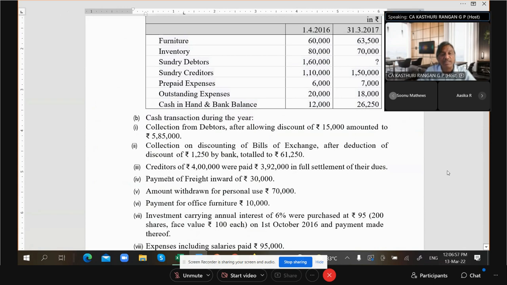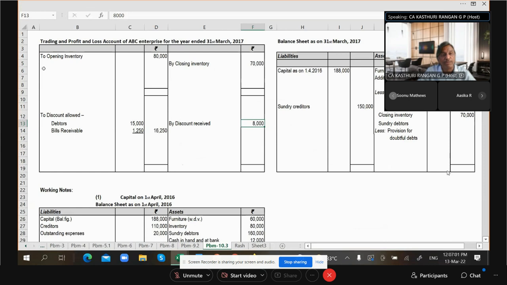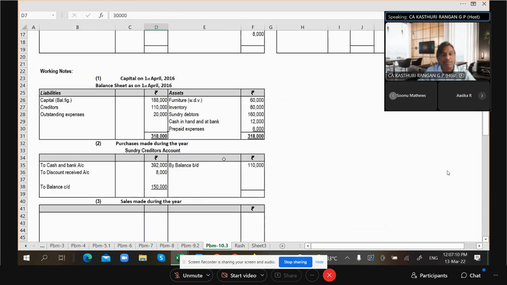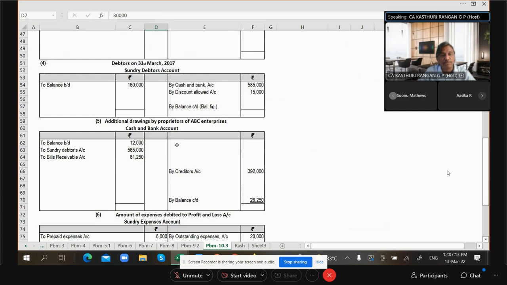Then payment of freight inward 30,000. Freight inward is a direct expenditure. Where will you put it? In the trading account. To freight inward 30,000. And in the bank account, by freight inward 30,000.